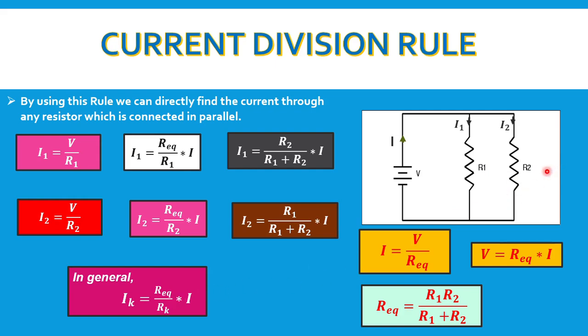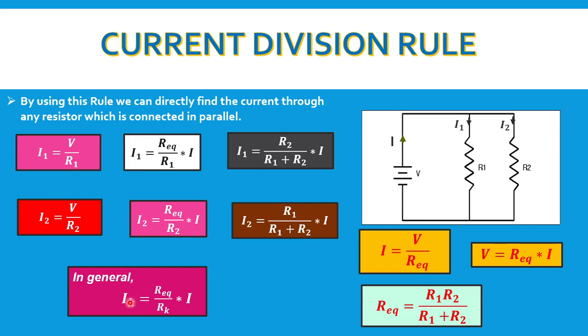Equivalent resistances, if there are many, suppose there are resistors 3, 4 or 5 or n resistors connected in parallel, simply first we have to calculate the equivalent resistance, right, and then put the value of equivalent resistance here, and then if I have to find the current through this resistor R1, so put the value of R1 here, into the current which is given here, okay. So we get the value of I1.